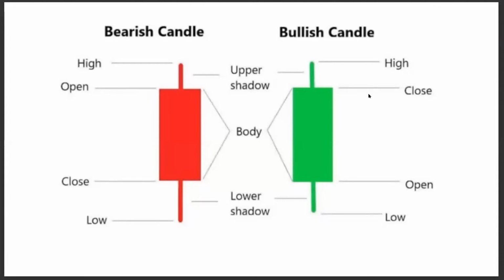Whenever you see a candle, let's take a look at the bullish candle first. This is how a bullish candle looks. The lower shadow, we usually call it a wick, and the upper shadow is also called a wick. The point where it opens is the open of the candle, and the point where it closes is the close of the candle. Similarly, just a bit opposite of this, a bearish candle opens and closes down, and here you can see the upper and lower shadows.